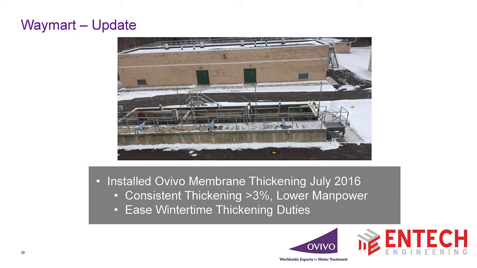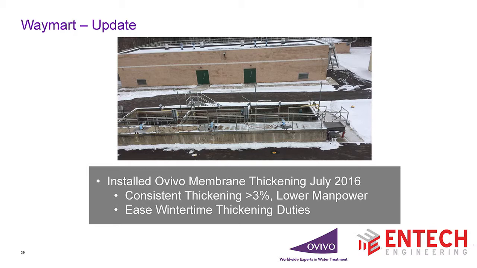A little update. This past year, July 2016, we did an upgrade. We put an Ovivo membrane thickening system in there. That was to consistently put 3% sludge into the digesters. The manual system, which used these three old tanks, was just getting too labor intensive, not getting consistent thickening, and that was cutting down our solids detention time. The membrane allows us to get everything up to 3% or greater before it goes into that digester.